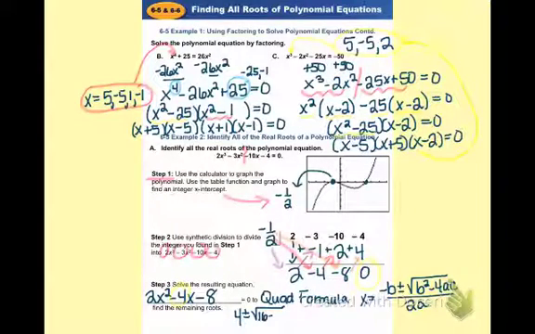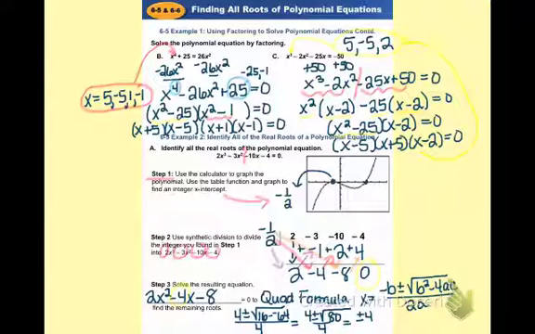Minus 4 times a, which is 4 times 2 is 8, times negative 8 is negative 64. And that's all over 2 times a, and the a is 2, which means the denominator is 4. So that means this is 4 plus or minus the square root of 80 divided by 4. So if I were to break down that 80 into its perfect square factor, I could take out a 16.